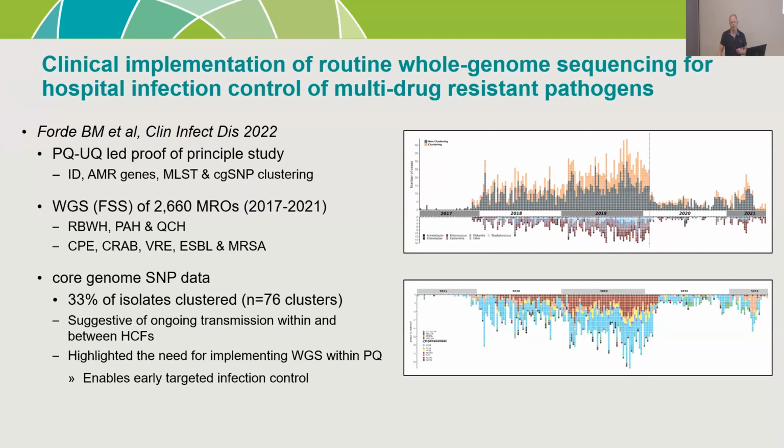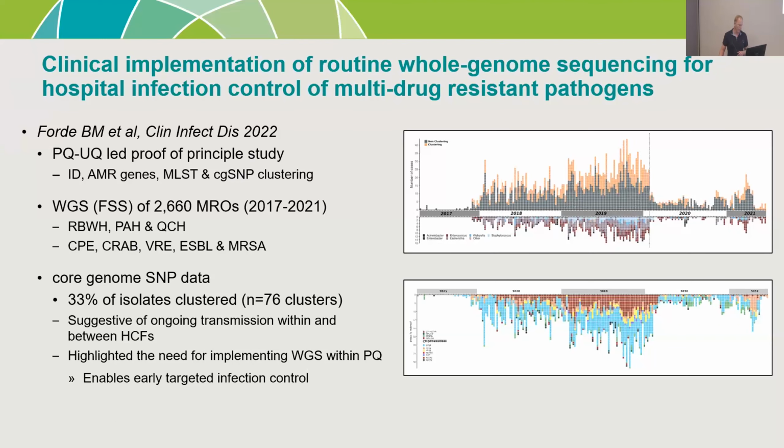They looked at just under 3,000 different multi-drug resistant organisms. These were carbapenem resistant gram-negatives, vancomycin resistant enterococcus, ESBL producing organisms, and also MRSA. And this study demonstrated that about a third of the isolates they looked at showed clustering, which meant that there was quite a bit of transmission of organisms that we had no idea was going on. It really highlighted the need for implementing this on a routine basis so that we could implement early infection control.